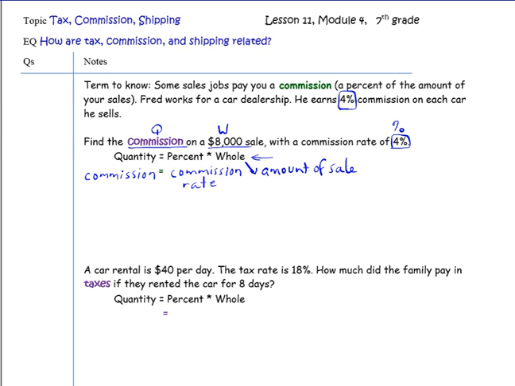So we'll use C for commission. The commission rate of 4% as a decimal is 0.04. And we're going to multiply that by the amount of sales, which was 8,000. So go ahead and use your calculator and calculate the amount, and you should get 320. So this means that the salesperson will earn $320 for selling an $8,000 car.